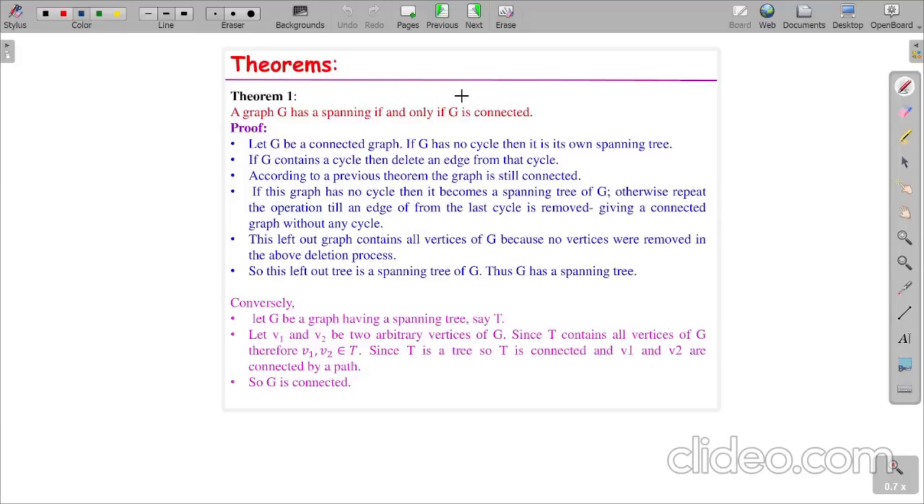This left out graph contains all vertices of G, because no vertices were removed in the above deletion process. So this left out tree is a spanning tree of G. Thus, G has a spanning tree. Conversely, let G be a graph having a spanning tree, say T. Let V1 and V2 be two arbitrary vertices of G. Since T contains all vertices of G, therefore V1 and V2 belong to T. Since T is a tree, T is connected and V1, V2 are connected by a path. So G is connected.